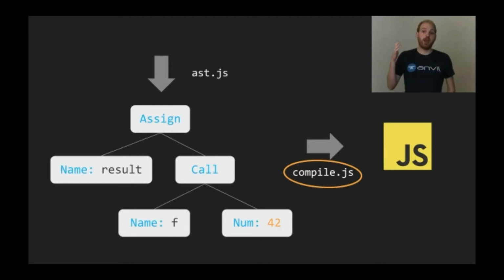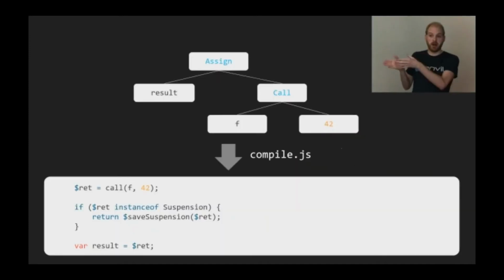So for an AST like this, we generated code a little bit like this. You do the call, and then you check whether the return value was a suspension. If it is a suspension, then you save what's going on in the calling function. That means you save all your local variables, you save all your temporaries, and you save where in the function you currently are executing, and you bundle all that into your own suspension and you return that.